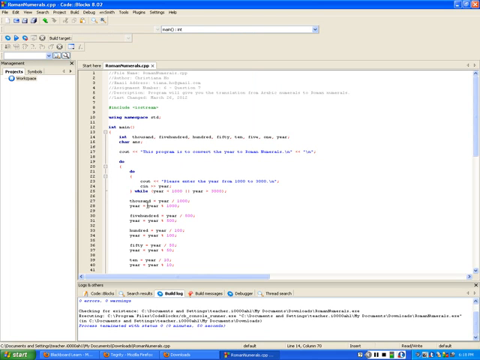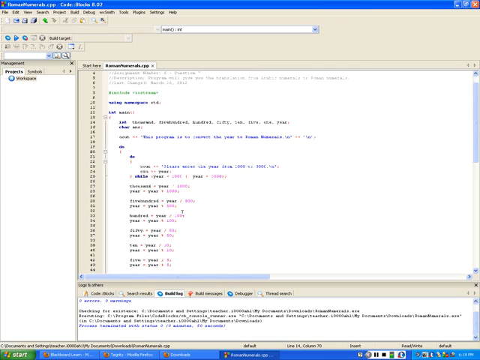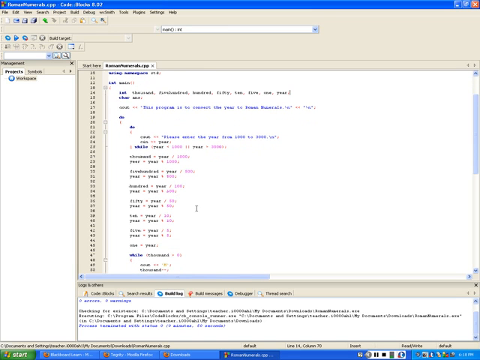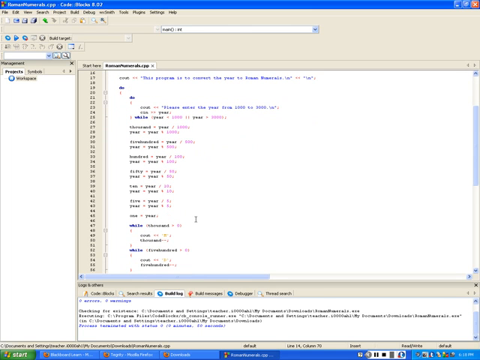Okay, so 1,000 equal year divided by 1,000, year equal year minus 1,000. Then you do 500, 500%, 100 equal year divided by 100, year minus 100, 50. Okay, you didn't catch the special cases. You need to catch 40 and 90. How do I do that? You have to catch it over here. We just did it on there.